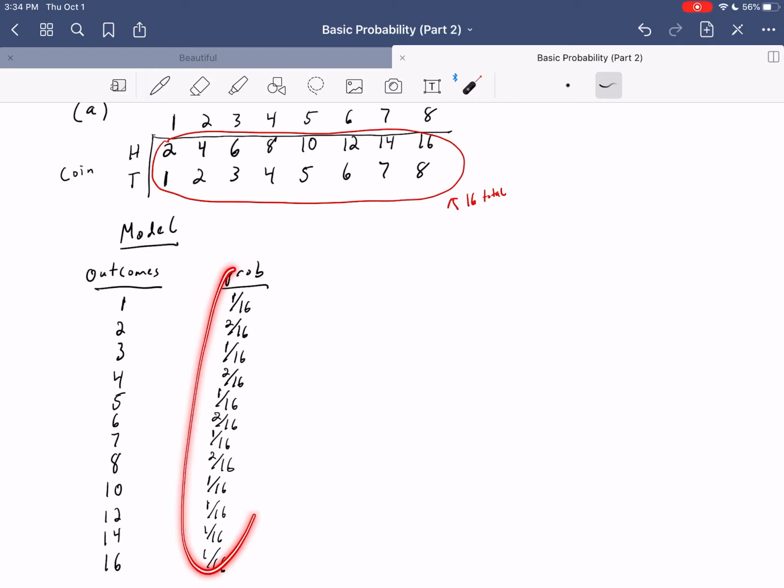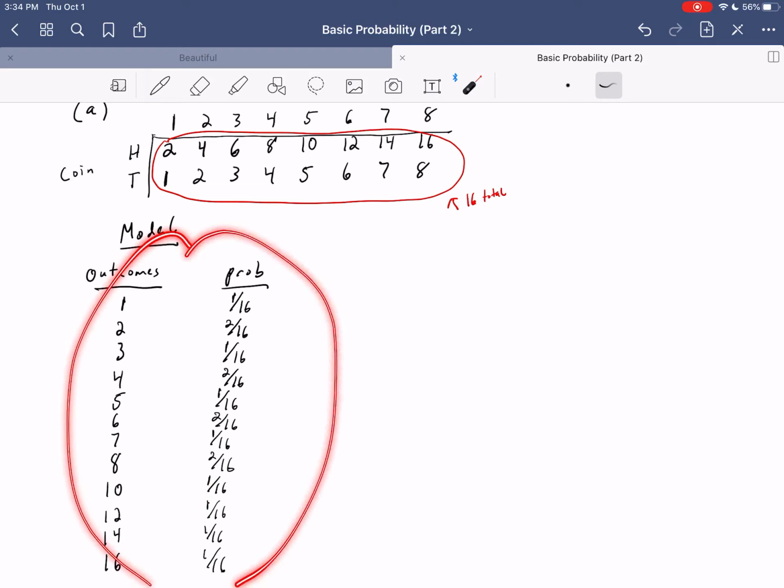All right, does this make sense for a probability model? Well, certainly all these are between 0 and 1. And if we add these up, 1, 3, 4, 6, 7, 9, 10, 12, 13, 14, 15, 16. 16 out of 16, okay, it does sum up to 1. So this is our model. These are the outcomes.